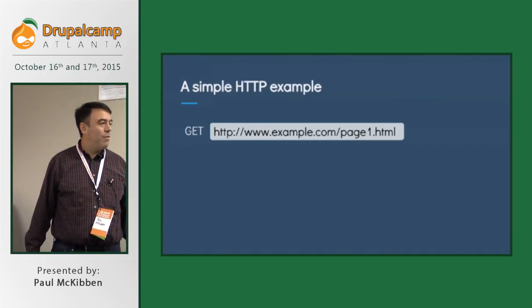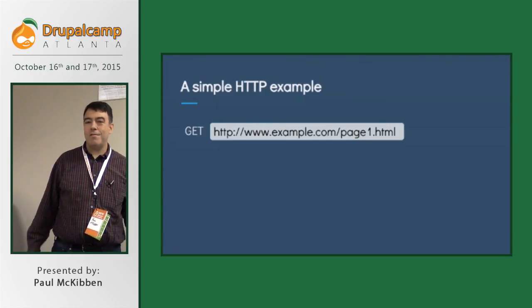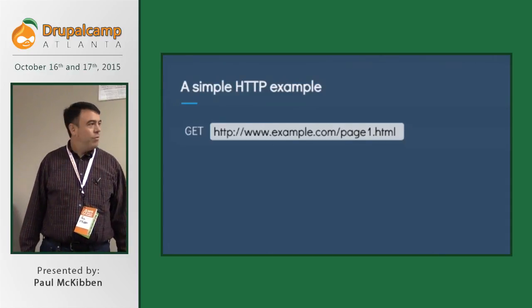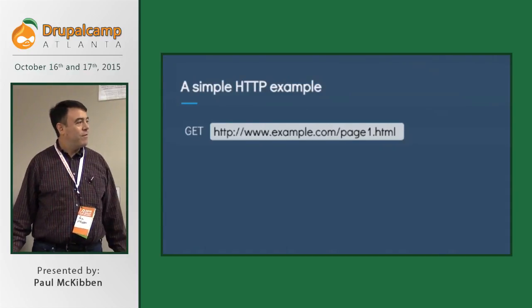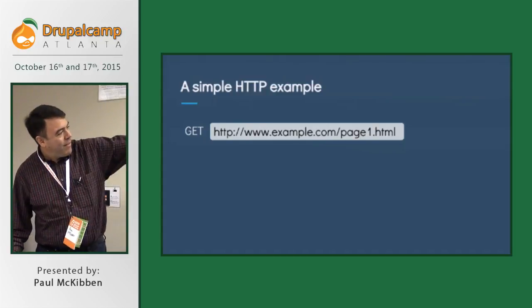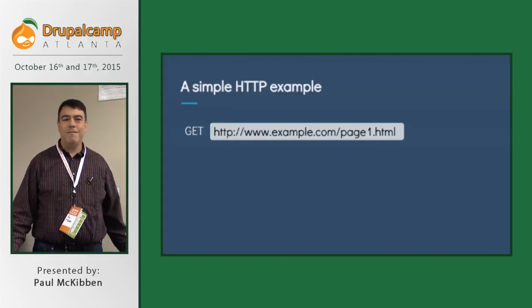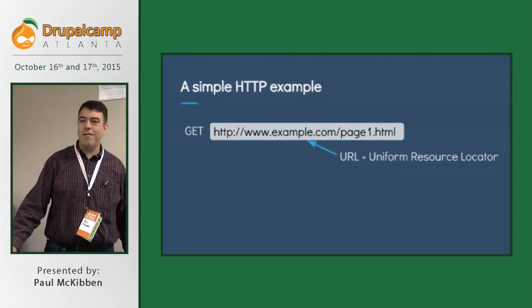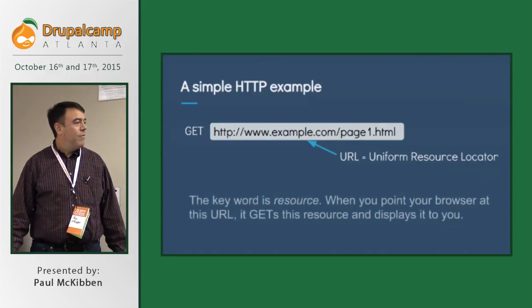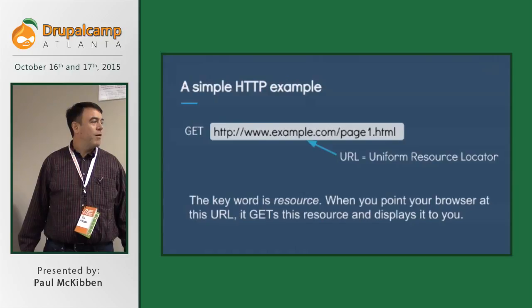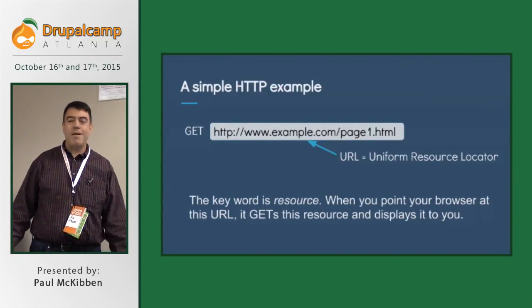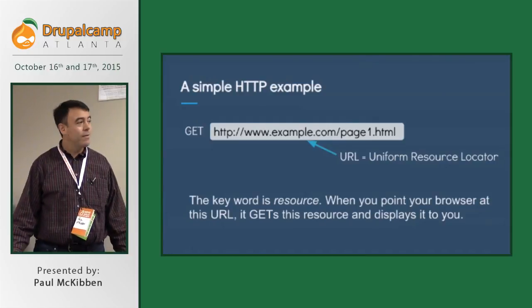So, simple example, classic web page that's been around since 1993. Your browser sends a request to a server to get a page. What is that thing there highlighted? It's a URL, Uniform Resource Locator. So the key word here is resource. When you point your browser at a URL, it does a GET request for this resource, and it displays this resource to you.